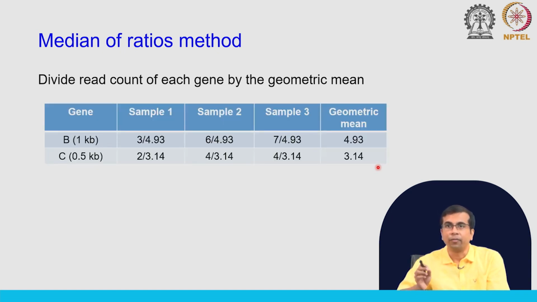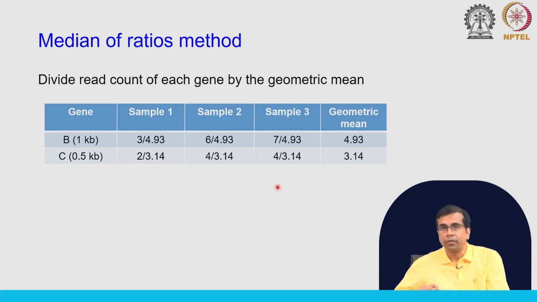So, we have discarded the one with 0 value. Of course, you cannot divide by 0, and that is the first step, remember. We have to discard genes for which the geometric mean is 0. So, we are left with these 2 genes now, B and C, and for each read count we have to divide by the geometric mean of that gene. For gene B the geometric mean is 4.93. So, we are dividing the raw read count 3 divided by 4.93, and similarly we are doing the same for sample 2 and sample 3. For gene C, that geometric mean is 3.14. So, we divide the read counts by this number 3.14. You can see this for sample 1, sample 2, sample 3, we do the same.